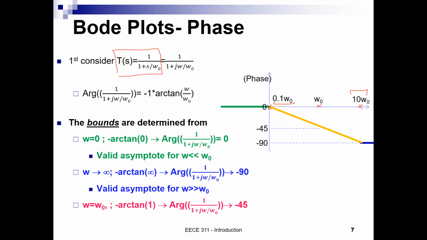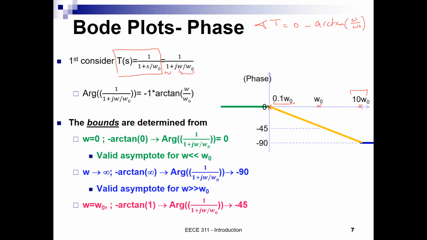Now, what is the angle of T? If we want to know the angle of T, it is the angle of the numerator minus the angle of the denominator. The angle of the numerator is 0, and the angle of the denominator is nothing but arctangent of b over a, which is omega over omega 0. So we are going to divide now the space into 3 regions.